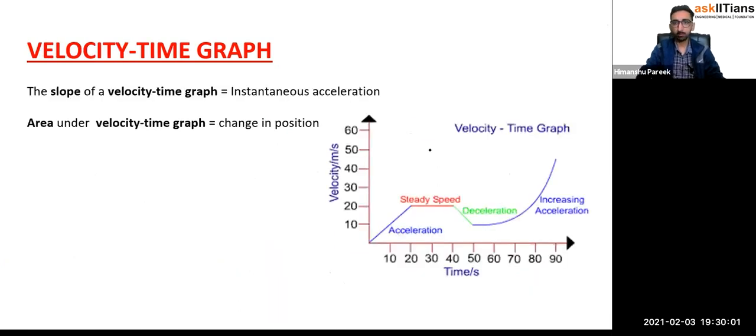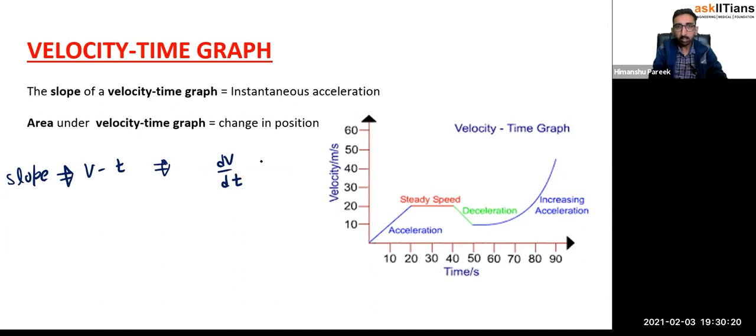Now the velocity time graph. You have learnt in the previous lecture that if I give you a velocity time graph and you calculate its slope, which will be dv by dt, the differentiation of velocity with respect to time, it tells you the small change in velocity divided by the small change in time. dv represents the small change in velocity, and dt means the very small time interval. So this would give you the acceleration. Got my point? So the slope of the velocity time graph gives you the acceleration.